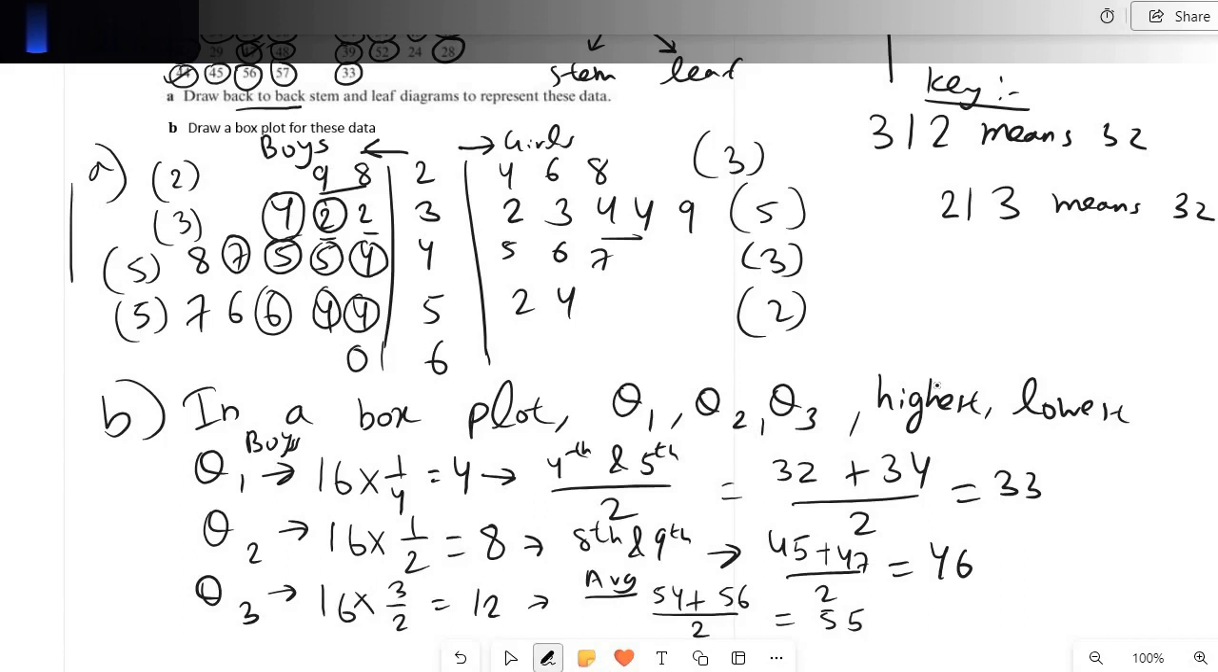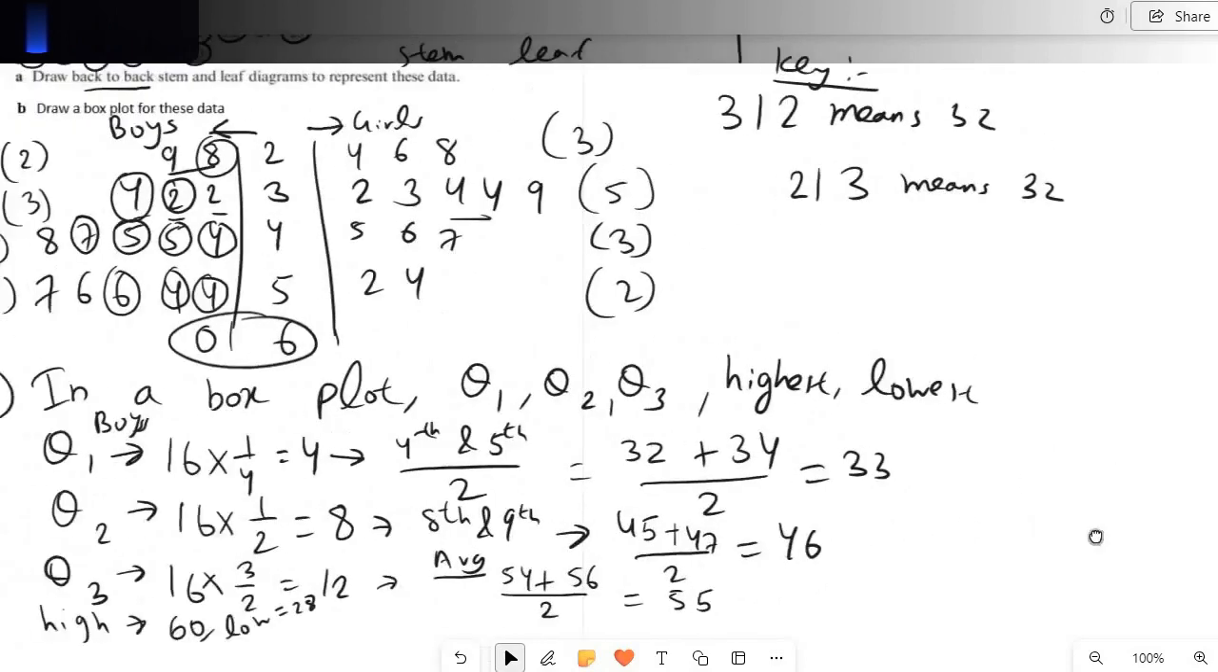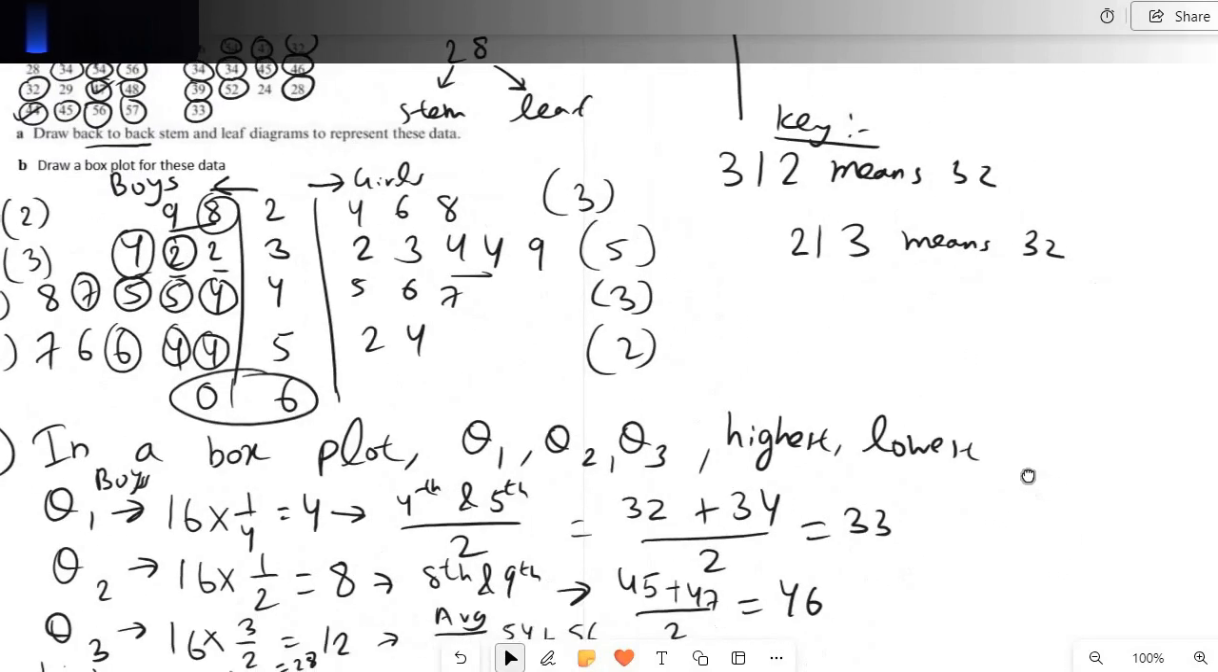The highest value is going to be 60 here, assuming that there are no outliers. So we can write that highest value is 60. And the lowest value is going to be 28, as you can see. So we can write that down here. And we're done with the boys. Now we can apply the same rules for the girls as well.